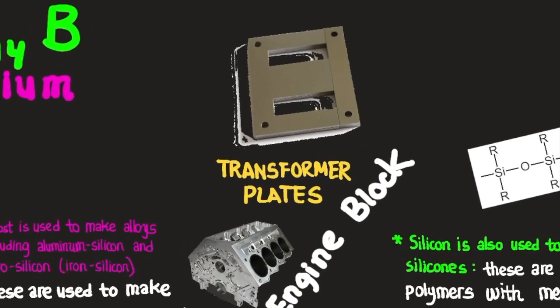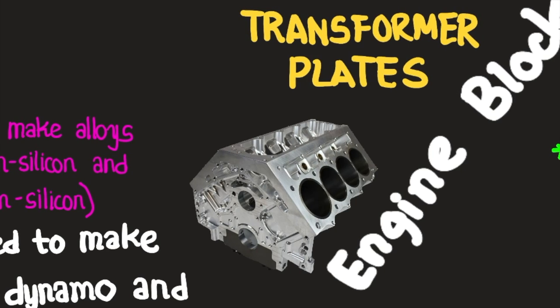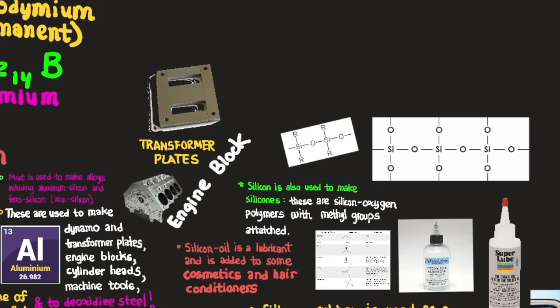Continuing on from the deviation, silicon is used to make transformer plates and engine blocks. Shown here, transformer plates are used to increase or decrease voltage, called a step-up or step-down transformer. Here is an image of an engine block, and as previously mentioned, things that get very hot need to be able to withstand and remain the same shape and the same metallic composition that they were before, after, and during use. Silicon is one of those metals that's used, along with tungsten, which we will eventually talk about in another video.